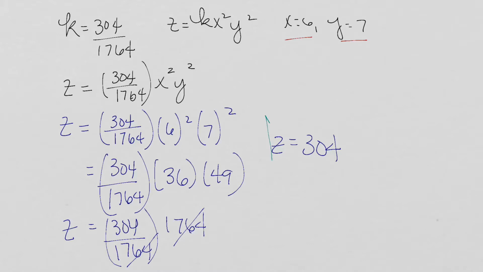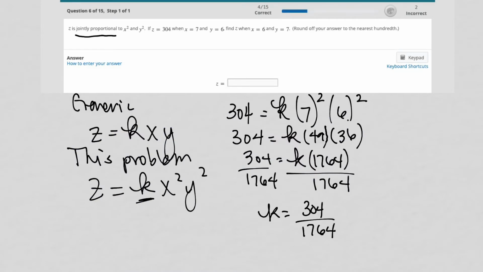So in this case, it actually ends up being the same thing as the original given values. And if we go back and look at the problem, you'll just notice that in the first part of the problem, x was 7 and y was 6, and then that just reversed. So this time, those numbers reversed. So that's why you end up with the same value. So our answer here would be 304.